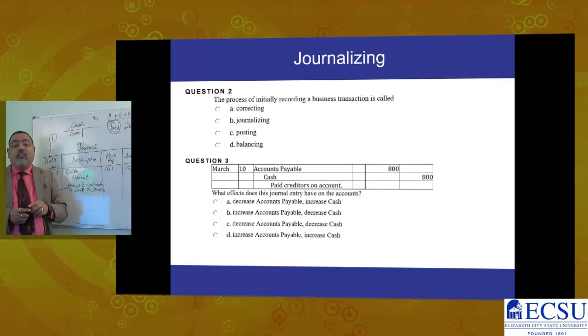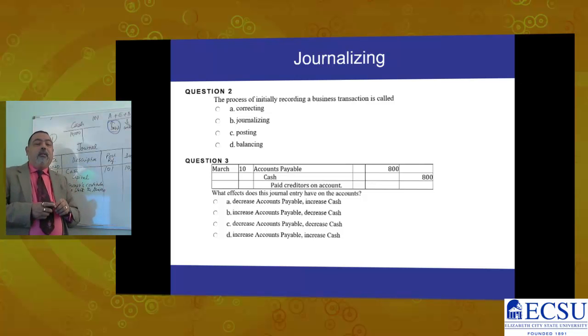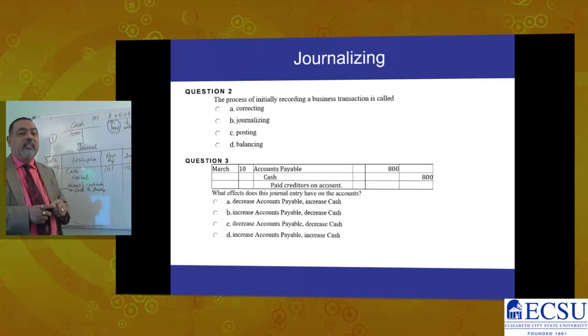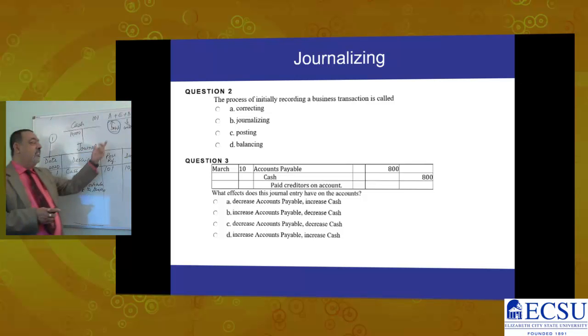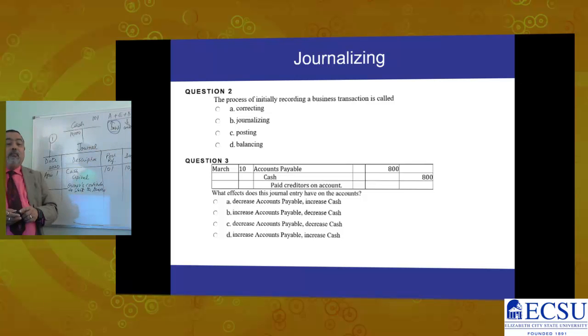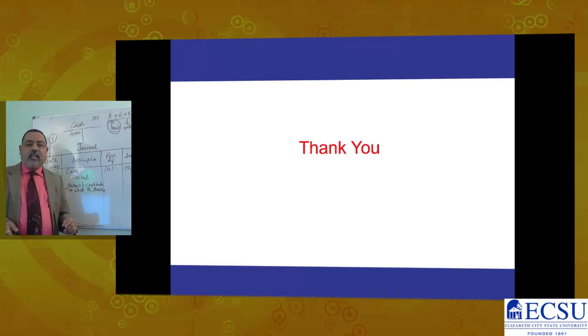So therefore cash was credited, so that would mean number, which one? Number C, of course, because there is a decrease in accounts payable because it's debited, and decrease in cash, of course, and again it is credited. So that's why the correct answer would be number C. Okay, decrease in accounts payable and decrease in cash.